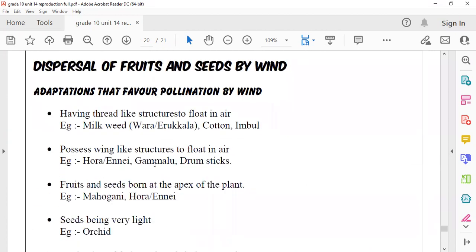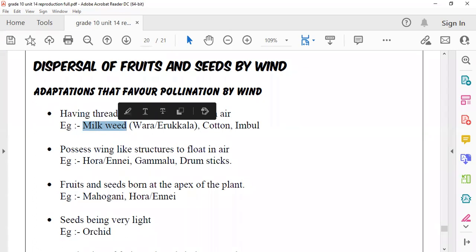Okay, so following, we are coming to dispersal by wind. In dispersal by wind, there are several adaptations there. One, it is having thread-like structures to float in the air. In it, the first example is milkweed.